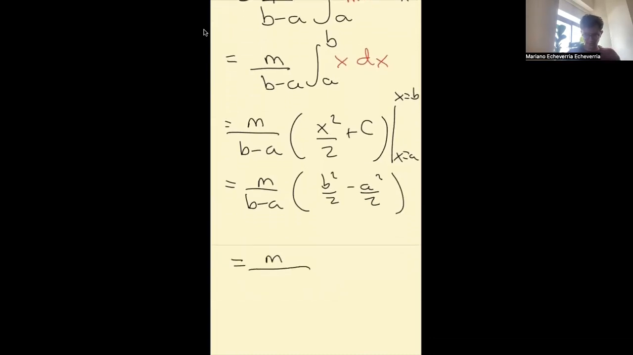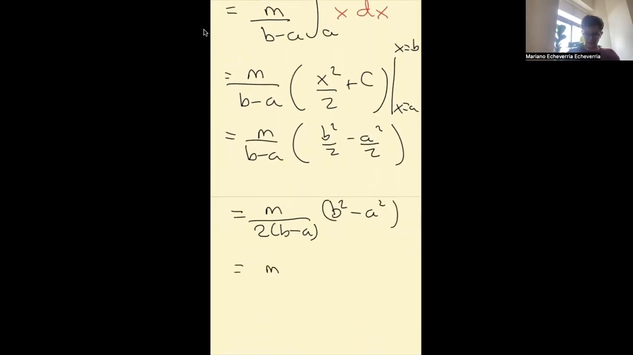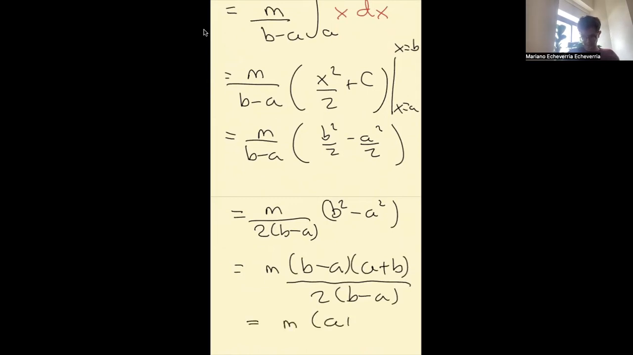So you get m over 2 times b minus a times b squared minus a squared, and then you get b minus a times a plus b over 2 times b minus a. And this gives you a plus b over 2. Is that making sense? Maybe I should stop because I may have gone a little bit too fast.